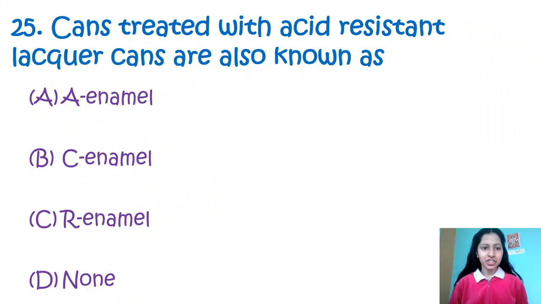Okay, the last question, question number 25. Cans treated with acid-resistant lacquers, cans are also known as option A enamel, option B C enamel, option C R enamel and option D none of these. So cans which are treated with acid resistance lacquers, first of all, lacquerings are of two types, acid resistance and secondly the sulfur resistance. Depending upon which food product we have to store, that will depend. And the acid resistant cans are lacquered with golden colors to prevent the discoloration of the food products.